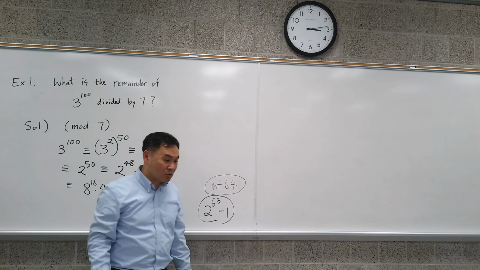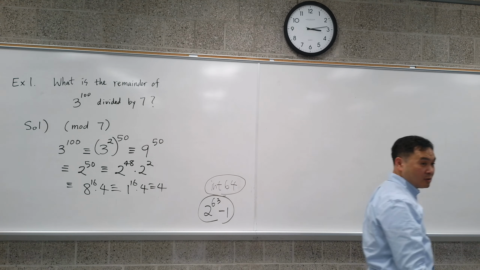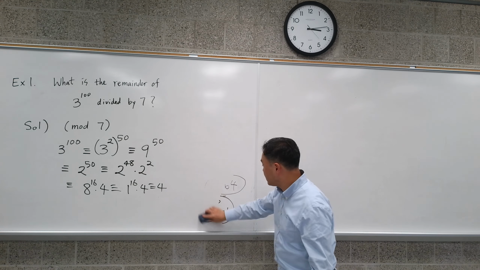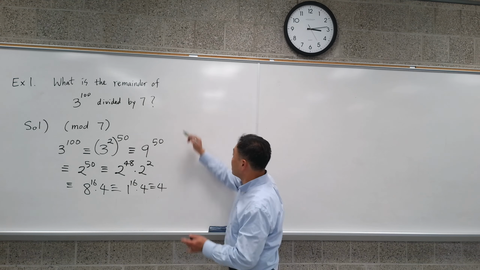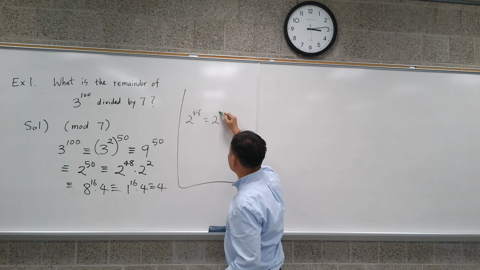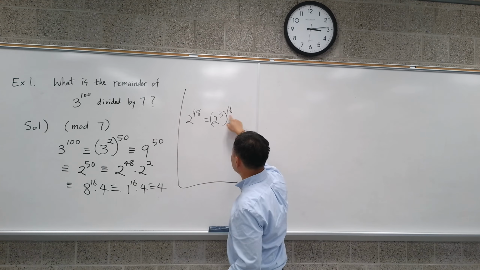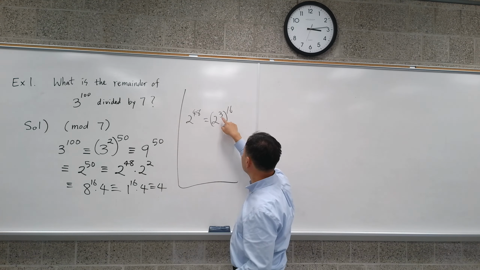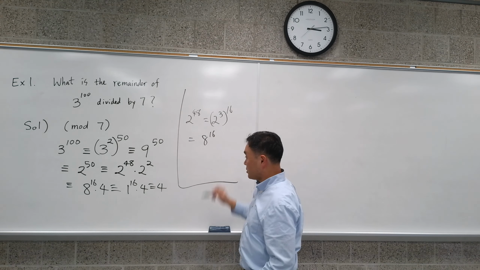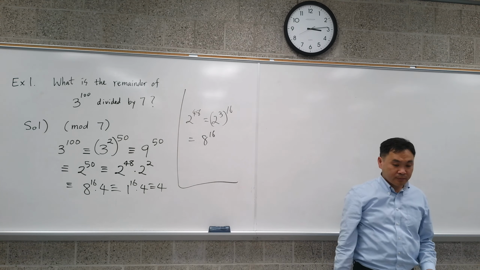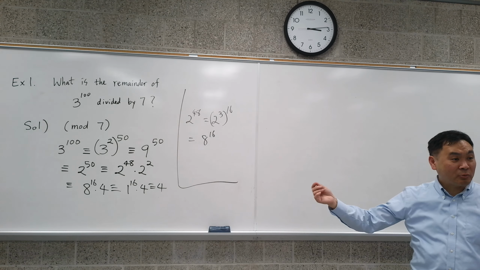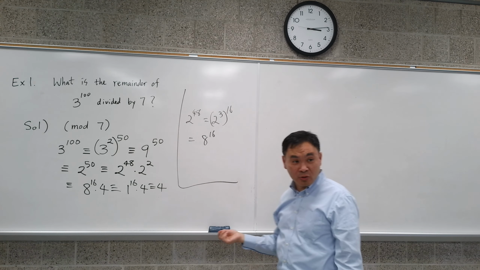Wait, how do you go from 2 to the 48 to 8 to the 16? Oh, right. So I was using that 2 to the 48 is 2 to the 3 times 16. 3 times 16 is 48, is that right? Yeah. And then this is 8 to the 16th power. And we're using the fact that you can replace one number by another in the modular system.